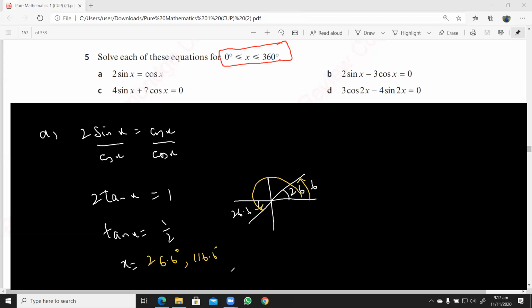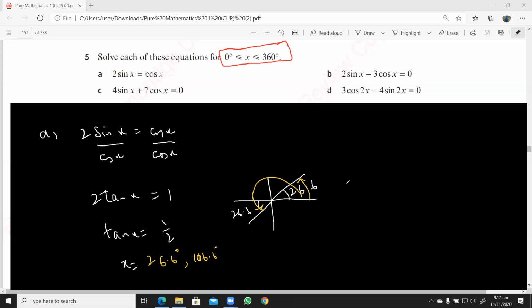Oh, I'm adding 90. Thank you, beta. I had 90 in my mind and 180, so I mixed them up. This is 106.6 degrees.